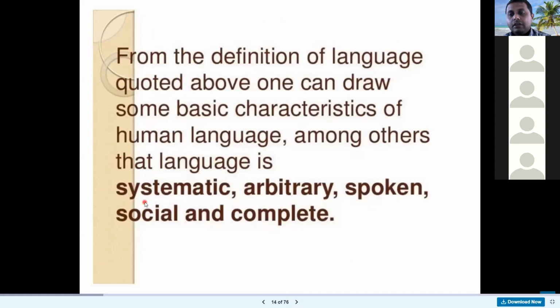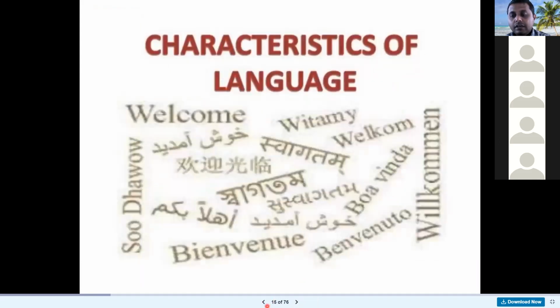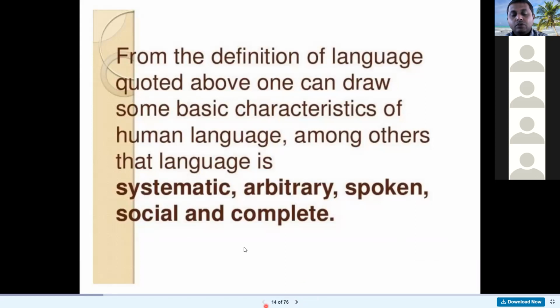We can say that the language is systematic, language is arbitrary, language is spoken, language is social, and language is complete. So these are the basic features, basic characteristics of any language in general. Then in the next part of our lecture, we will have characteristics of language for our discussion. So which are the characteristics? I will give you the hint, that is systematic. Language is systematic, language is arbitrary, language is spoken, language is social, and language is complete way of communication. So here it is the end of our today's discussion.